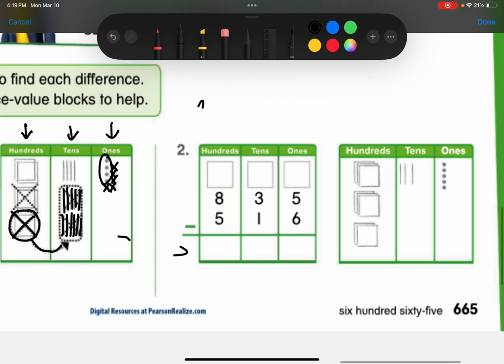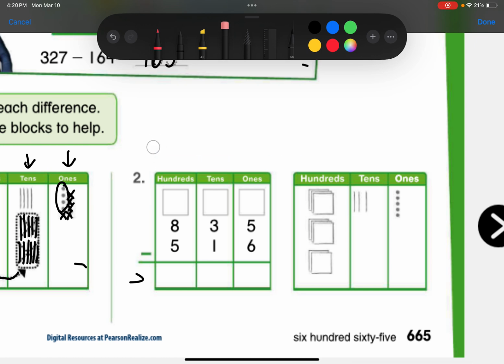Moving on to number 2. Let me erase these. So we have 835 minus 516. So they did 800s here. They did 3 tens here, and they did 5 ones here. So the number that is in that place value mat is 835. All right. So now we're going to start with the ones and just start subtracting.